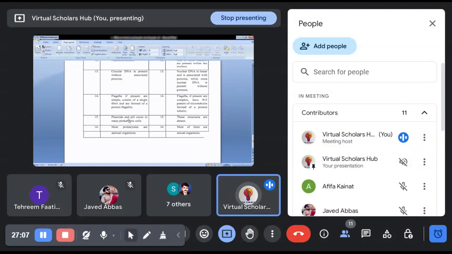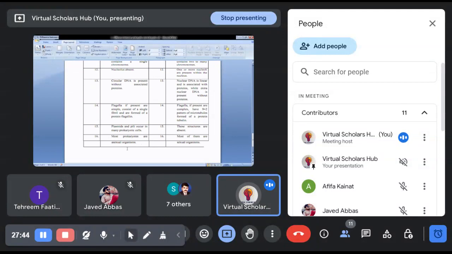Next, plasmids and pili occur in many prokaryotic cells and these structures are absent. Plasmids are extra chromosomal circular rings of DNA. Other than main DNA, smaller rings of DNA are present in prokaryotic cells. These are known as plasmids. We will discuss these plasmids in detail. And next, pili are the projections which are present outside the cell wall. These are also present in prokaryotic cell only, and these are absent in eukaryotic cells.